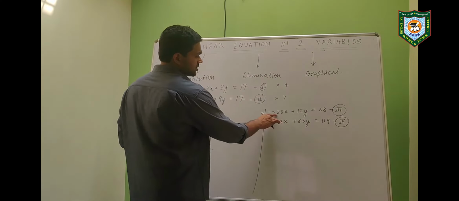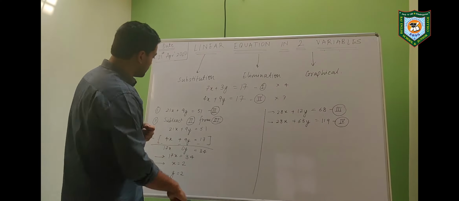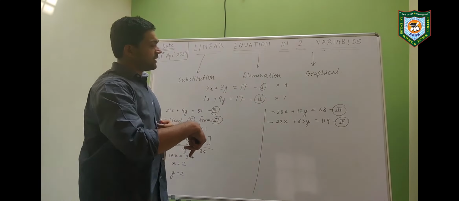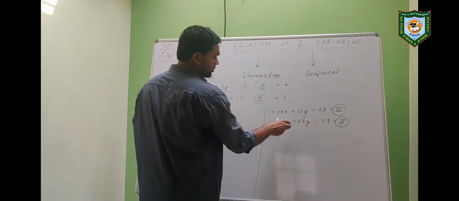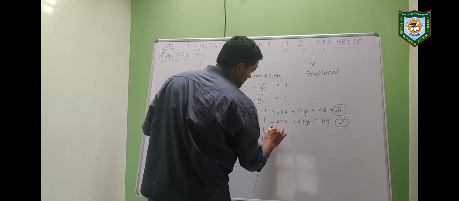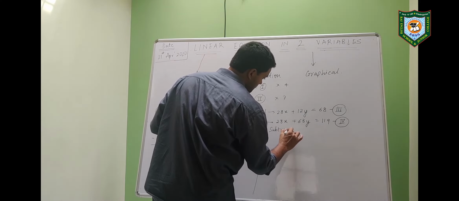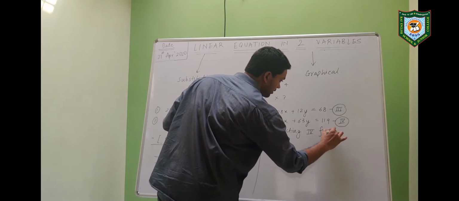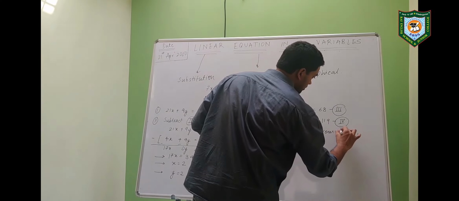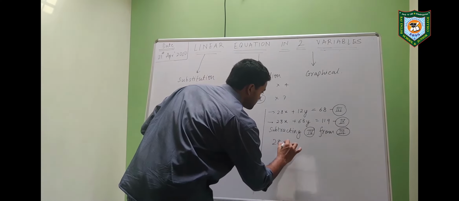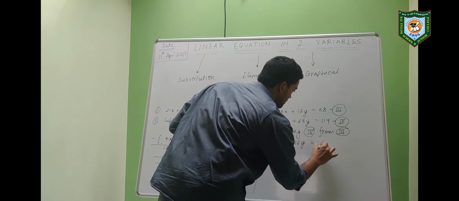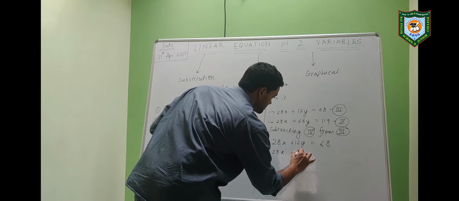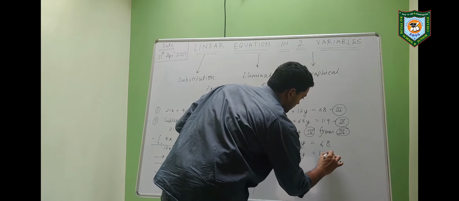Now I have two equations, one common variable. I can again use subtraction for this pair of equations, and I can get the value for y in this case, because I am eliminating x. So now subtracting equation 4 from 3, 28x plus 12y is equal to 68 minus bracket 28x plus 63y is equal to 119.